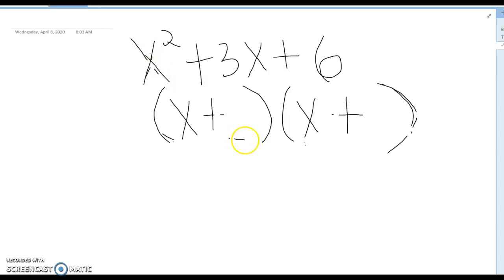Now my last 2 numbers, when they're multiplied together, equal this number here, 6. So to find out what my choices are, I only can do the factors of 6. So up here I might do 1 and 6 and 2 and 3. And now I've listed all of my factors of 6. When I'm looking at these factors, I now have to look at when I add them together, they have to equal this 3 right here.